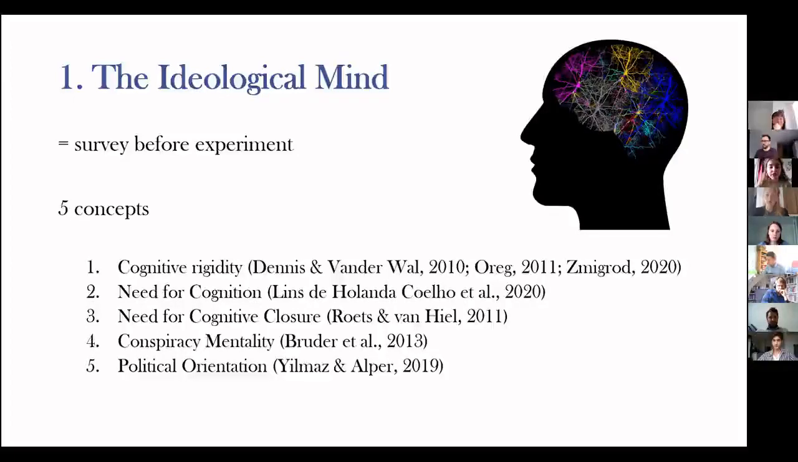So the ideological mind has been measured on the basis of 5 concepts, and we chose these 5 concepts on the basis of a variety of literature. First, we have cognitive rigidity, and this is overall hypothesized to be an underlying trait for adopting strong ideologies. So we measured that in the survey. And we also have need for cognition and need for cognitive closure. And these are also attitudinal assessments of thinking styles, which are hypothesized to relate to altered belief forming, or actually they are about how people form beliefs.